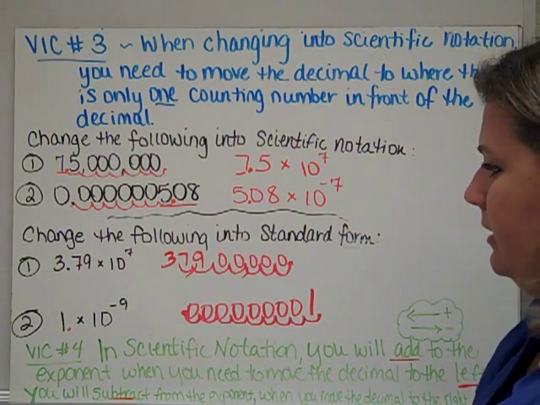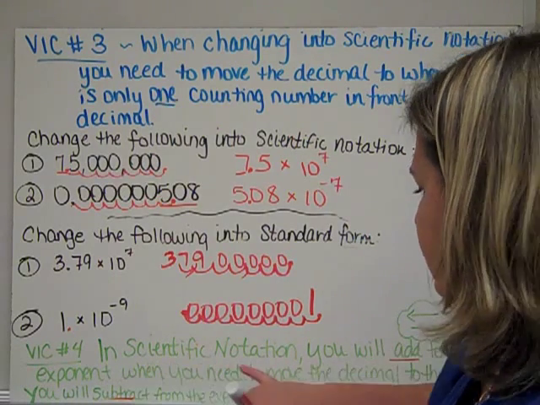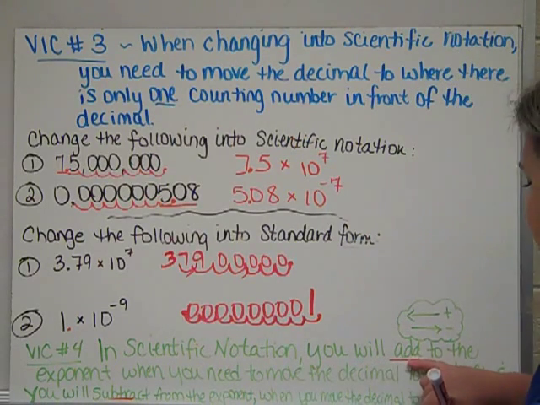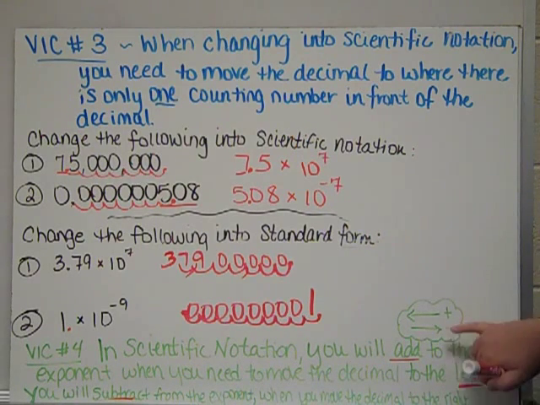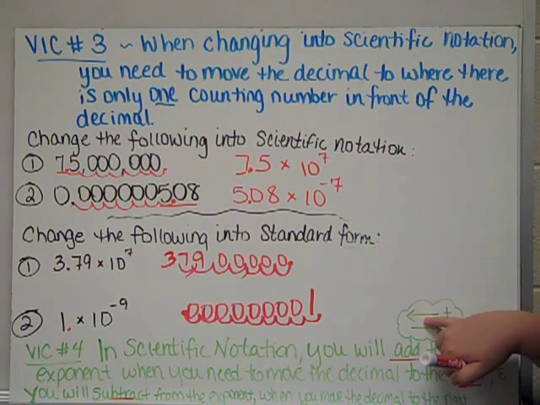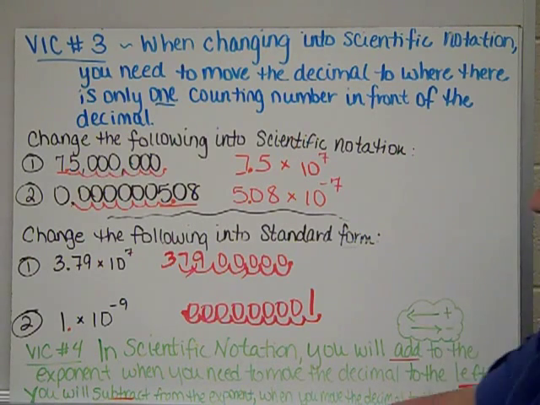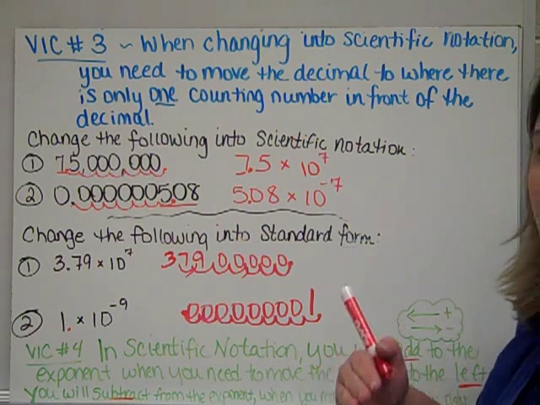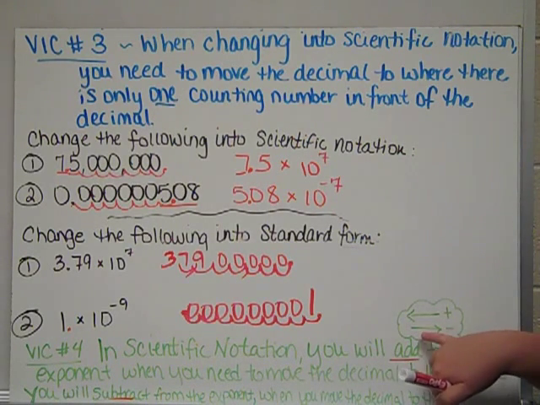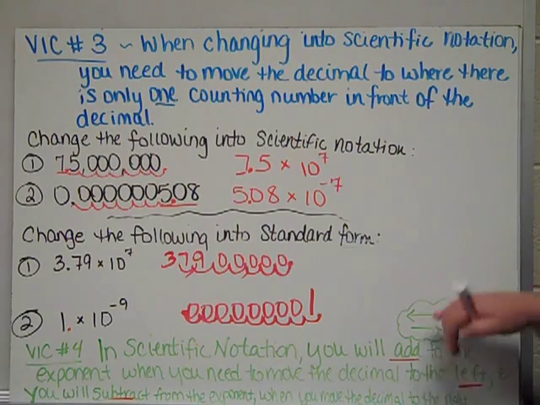Vic number 4: in scientific notation, you will add to the exponent when you need to move the decimal to the left. Add when you need to move the decimal to the left. And you will subtract from the exponent when you move the decimal to the right. Subtract when you move it to the right.